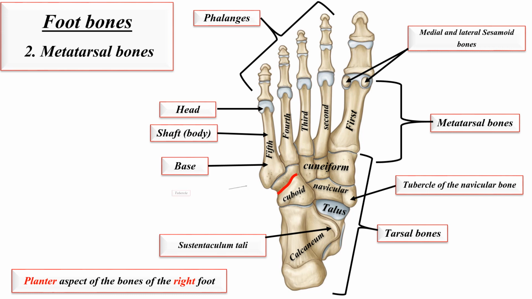The fifth metatarsal bone has a tubercle. This is the tubercle of the fifth metatarsal bone. As we said, it provides an attachment for peroneus tertius and peroneus brevis muscles.